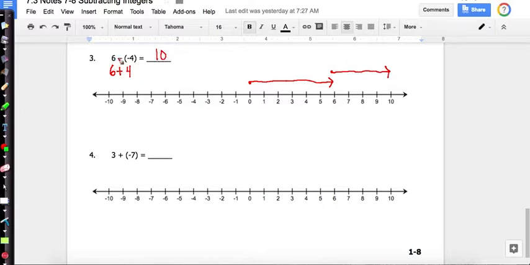Now, let's see if that makes sense. We had started at 6. We subtracted our negatives. So the balloons went closer to the ceiling. So from 6 to 10, is that an increase? It sure is. So our answer makes sense.